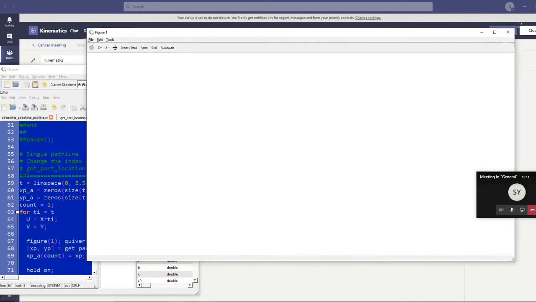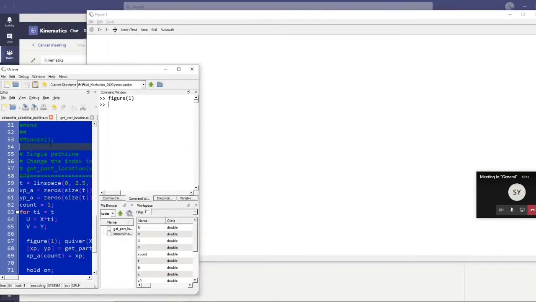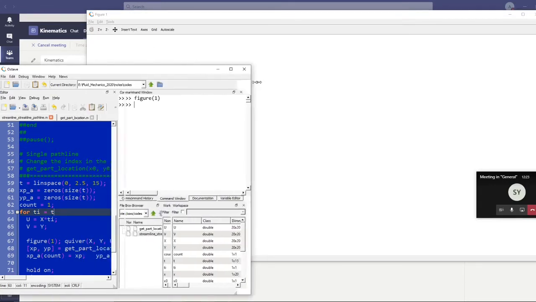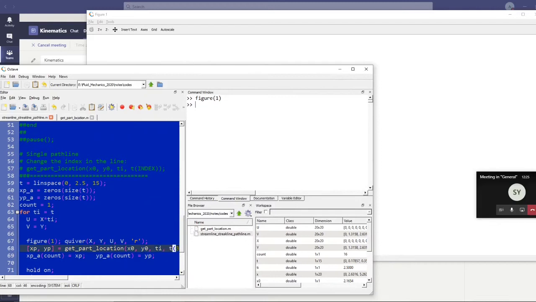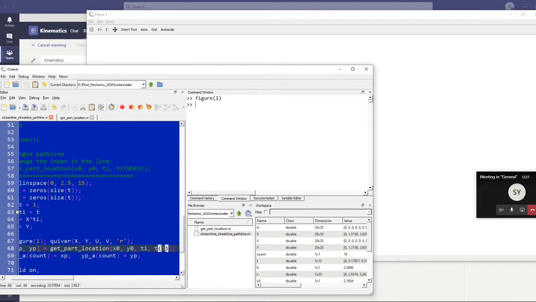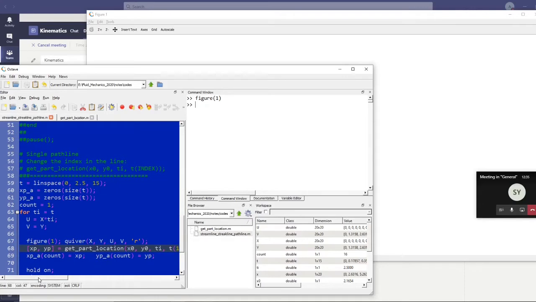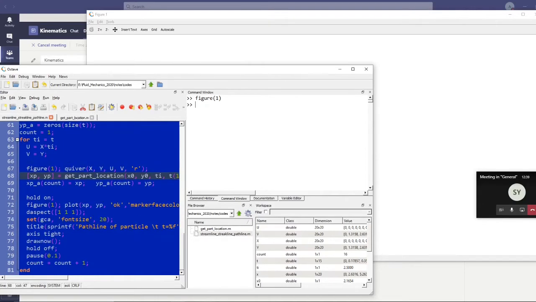I'm trying to enlarge everything so that you can see it on your screen. So now when I run, it will show you the trajectory of a particle as it is going through the flow. Let me in fact increase the pause by 0.2.